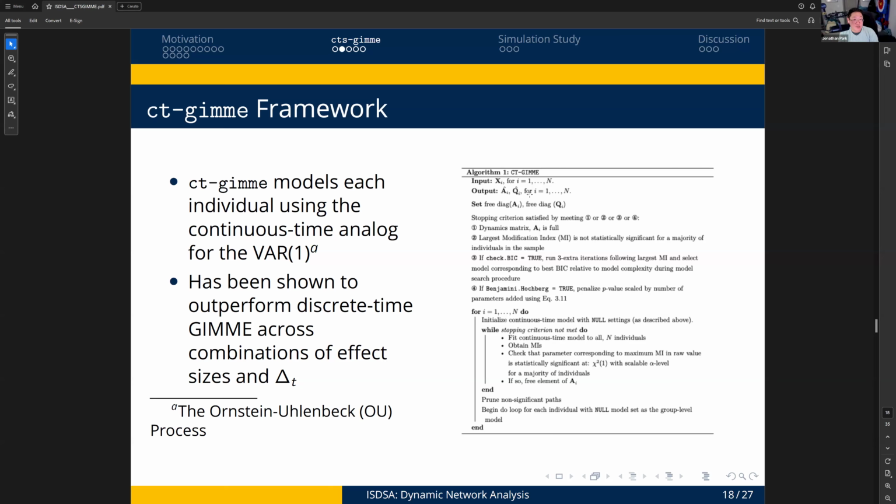With this new extension for subgrouping, we basically have an intermediary step. So what we do is we do the group level search. Then once the group level search has stopped, we search for commonalities in dynamics, and we subgroup based off of those similarities. And then we repeat the group level search, but within the clusters that we've identified.